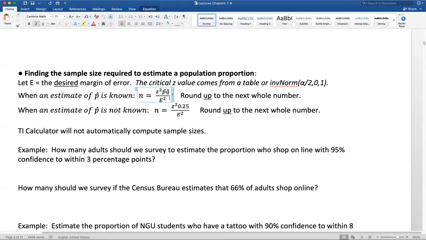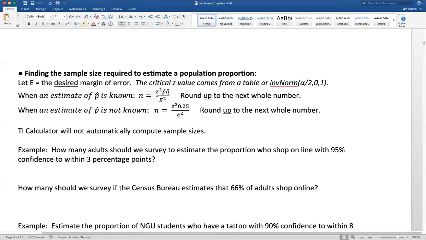We can use this if p hat is known. What if p hat is unknown? Sometimes the problem doesn't give us information about p hat. Then we assume that p hat is 0.5, so q hat is also 0.5. So 0.5 times 0.5 is 0.25, and you use this formula.